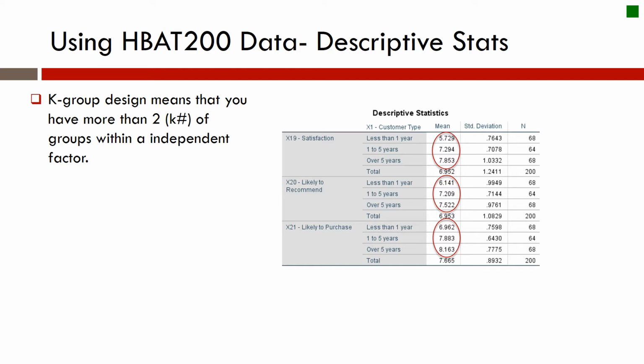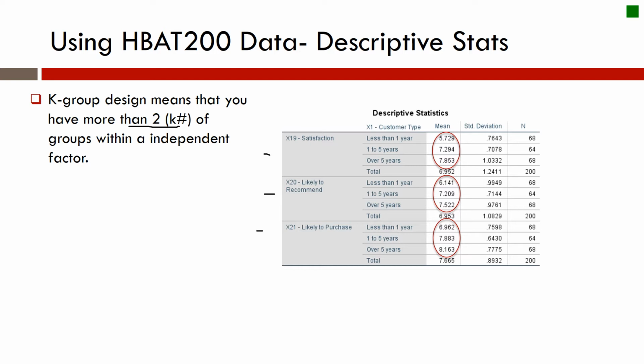K is only a term that's used for an unknown number, so it could be any number. It could be a 3 factor or a more than 2 factor is what we're talking about. So K group design simply means that we have more than 2, and K is that number of groups within the individual factor. In this example, we have 3 dependent variables: likelihood to recommend, likelihood to purchase, and satisfaction.